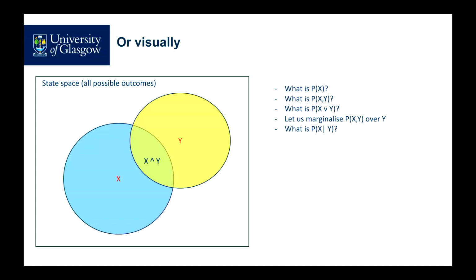And the probability of x or y would be effectively the probability of x plus the probability of y minus the intersection, in order not to double count it. And if you wanted to marginalize, then the probability of xy over y, you effectively just need to integrate all that over all possible values of y, so true or false. Okay.